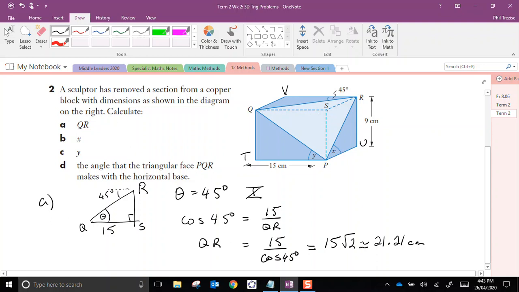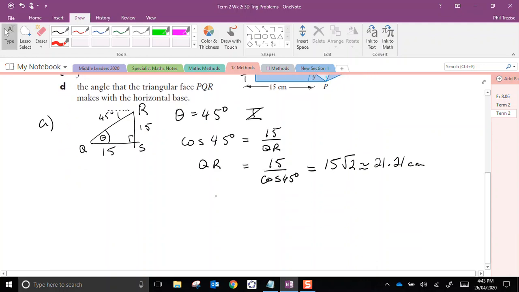Now that makes sense to me because it's 15 along the front here from Q to S, and then it would be, as it's a 45, it would be another 15 along here. So that's handy to know. We've just figured out, being a 45-degree triangle, that looking down from above, this thing would have the shape of a square. So that's good to know. So might be handy later on.